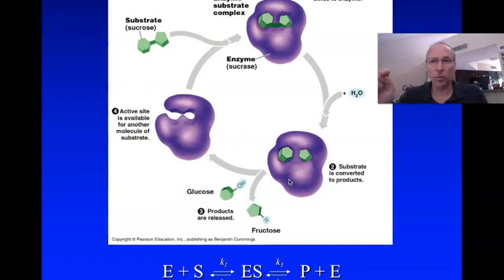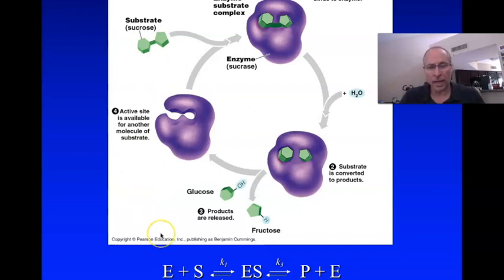Enzymes don't determine what reactions can and cannot occur. All enzymes do is speed the reaction. That's all they do. What determines what reactions do occur spontaneously and what reactions don't is determined entirely by the thermodynamics, by that delta G that we talked about before.